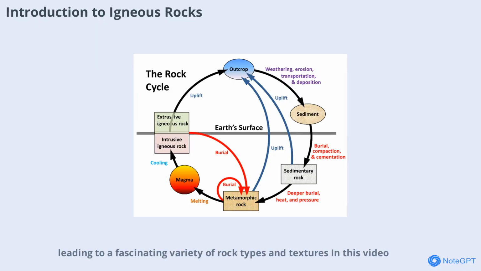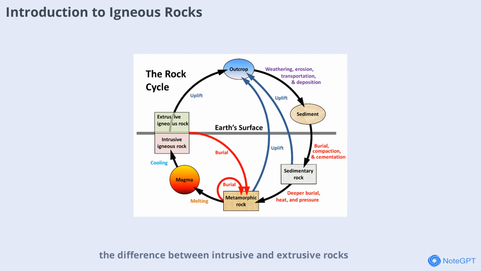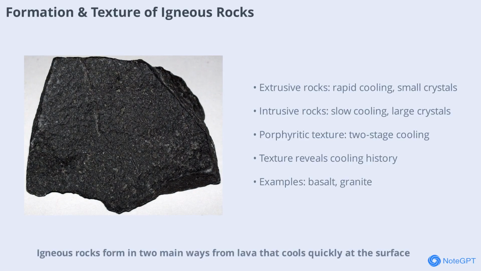In this video, we'll break down how igneous rocks form, the difference between intrusive and extrusive rocks, and how these processes connect to volcanic activity. By understanding the basics, we set the stage for a deeper dive into the textures, compositions, and geological significance of these fiery rocks. Let's start by looking at the rock cycle and how igneous rocks fit into the bigger picture of Earth's dynamic crust. Igneous rocks form in two main ways: from lava that cools quickly at the surface, or from magma that cools slowly deep underground.